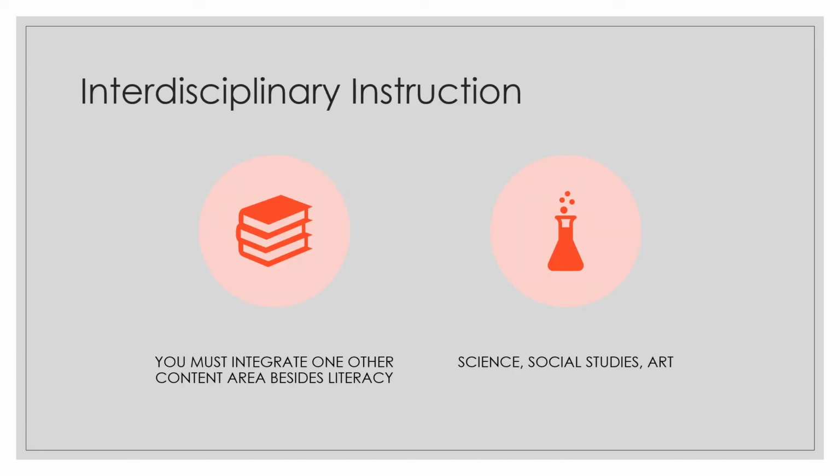So again, you must integrate one other content area besides literacy, and my suggestion is to do science or social studies or art. The science and social studies work really well if you're using the reading informational text standards, because you can choose a book that's got a science topic or a book that's got a social studies topic. And the art works well if you're choosing the reading literature standard, because that is about storybooks, so they can use art to demonstrate their comprehension.